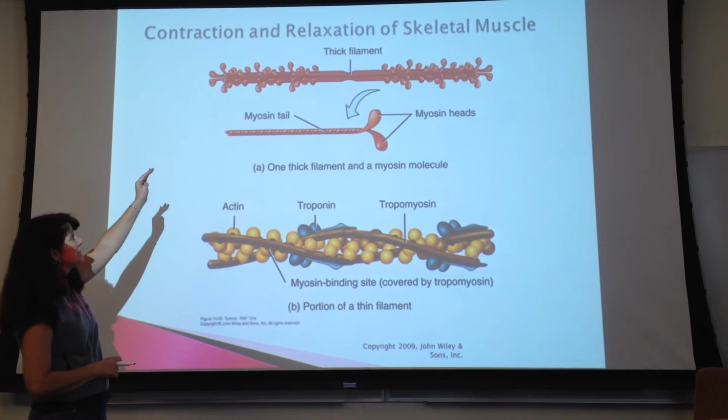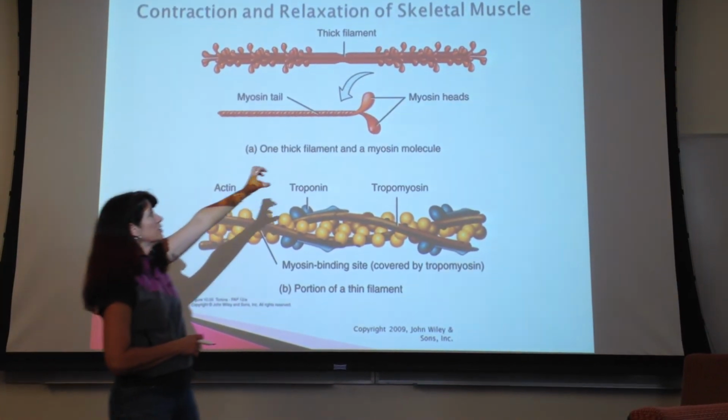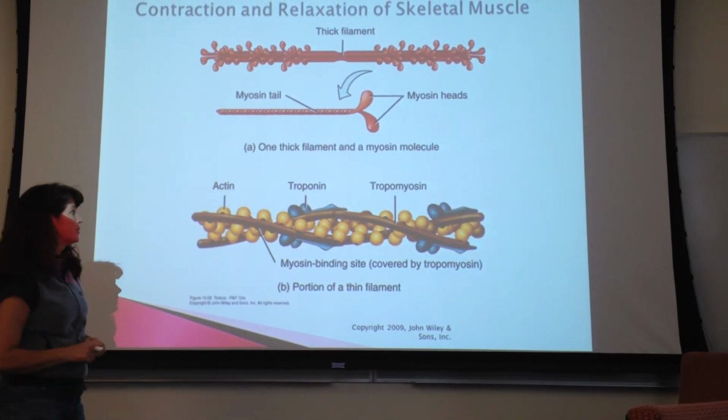A thick filament is made of the protein myosin. It has a tail and these little blobby heads. I call them golf clubs. I don't know if that will help or not.